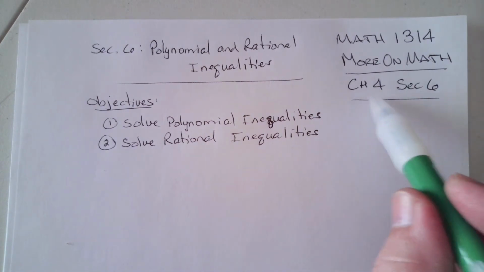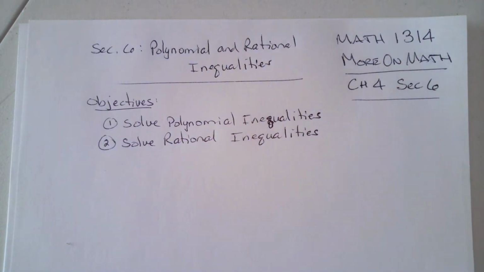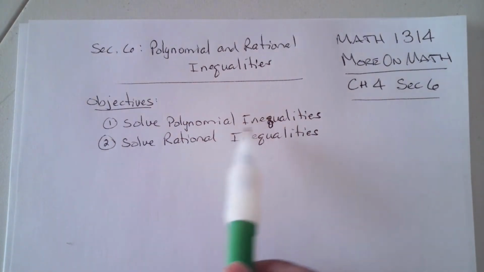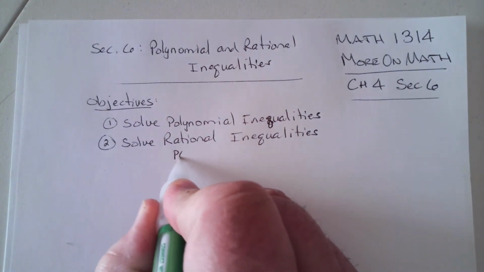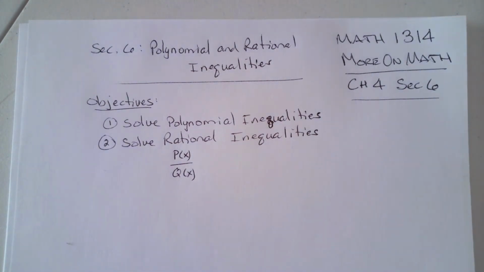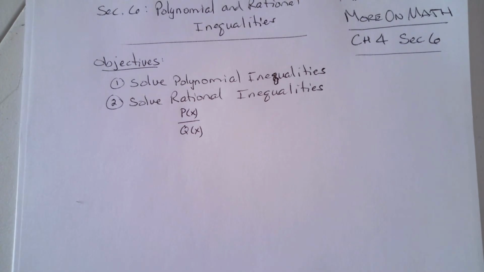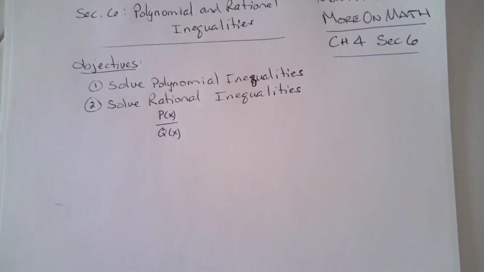Today we're going to talk about Chapter 4, Section 6, Polynomial and Rational Inequalities. The objectives of this are first we're going to talk about polynomial inequalities, and then we'll look at rational. Remember, rationals are fractions. We're going to look at equations that look like this. In the first section, I'm going to show you how to use a series of algebraic and graphical methods to solve these polynomial inequalities. But then I'm going to show you shortcuts to do it all.